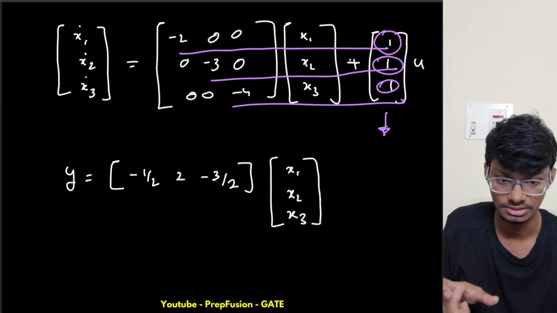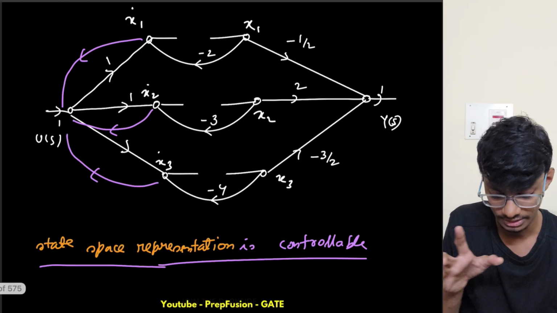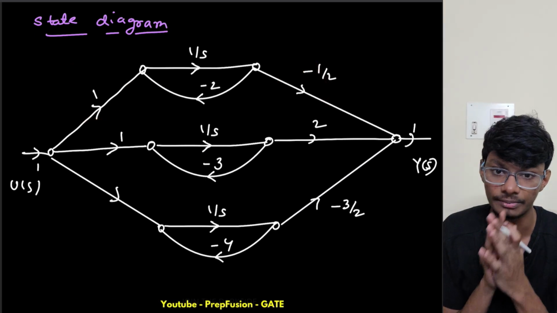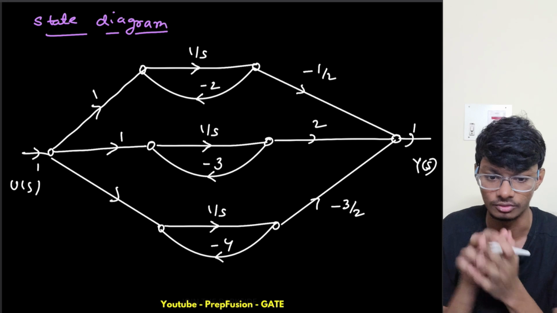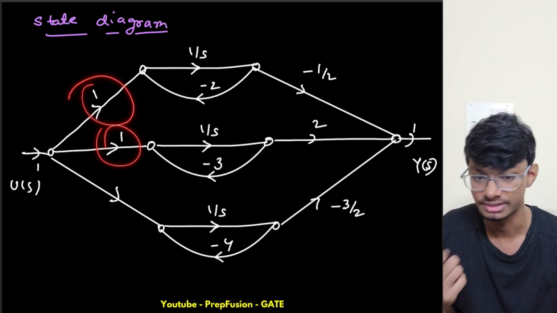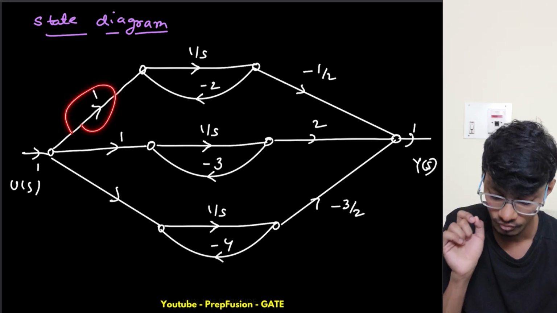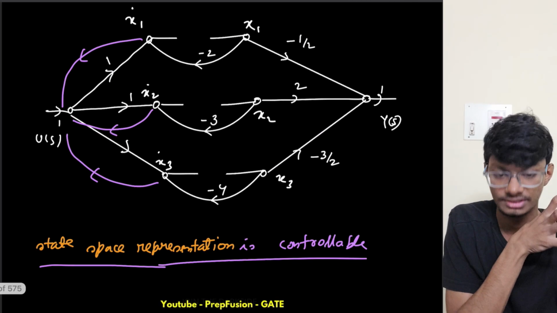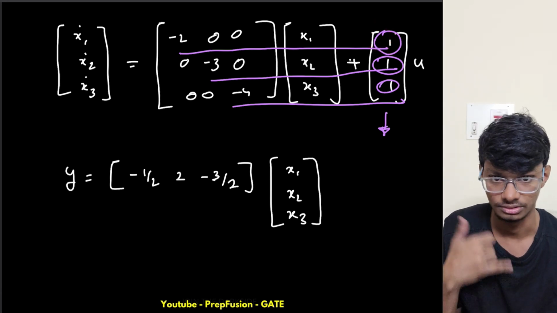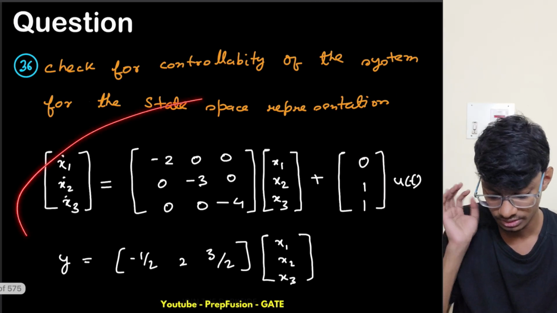Now let's do another question, and let's see what happens to my controllability or observability if I remove this link. Observability I will do in the next lecture. If I remove one of these links, how will my state space become? Instead of this being 1, this will become 0, right? Exactly that is what the next question is.